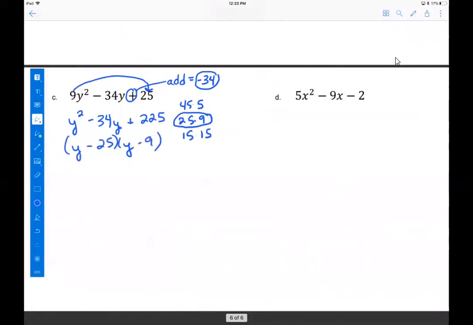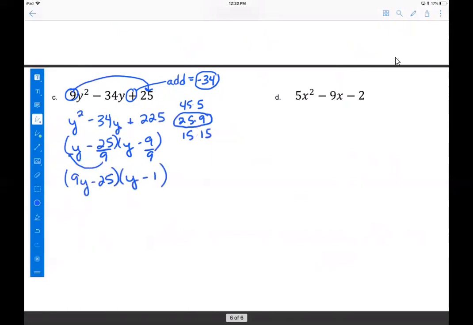Now we're going to divide by 9. Remember, that's the number we got rid of. All right, 25 over 9 will not reduce, so bottoms up. And then 9 divided by 9 is 1.